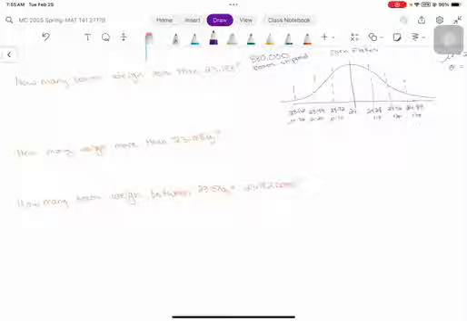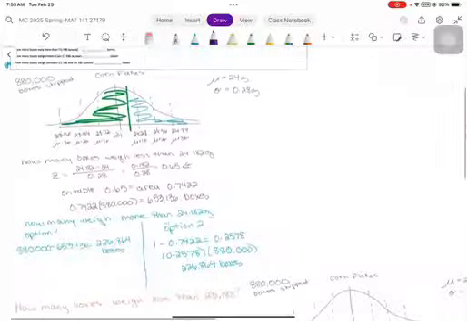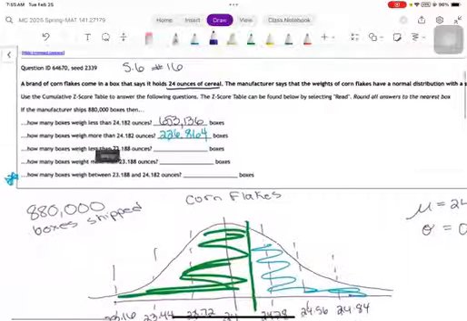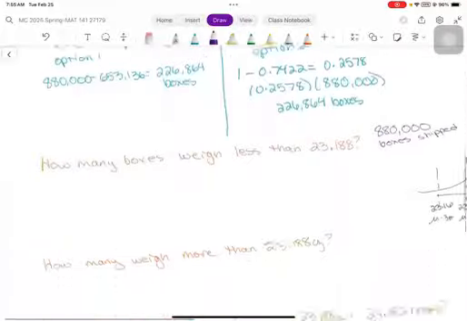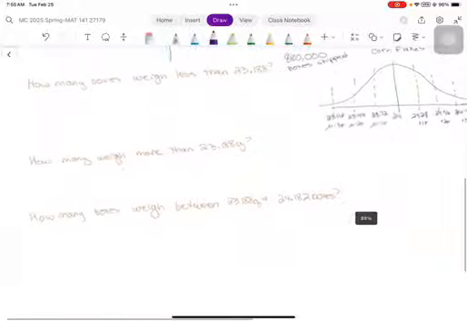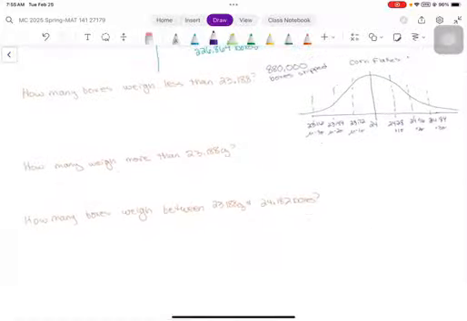Okay, so we're still on S6, question 16, and now we're down to the last 3 questions. Just to recap, we've answered these first 2, and now we're going to answer these next 3. I wrote them down here, and I recopied my picture so I could have a fresh start. So how many boxes weigh less than 23.188?